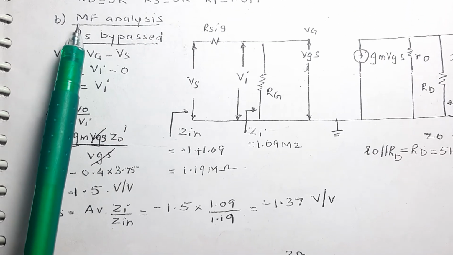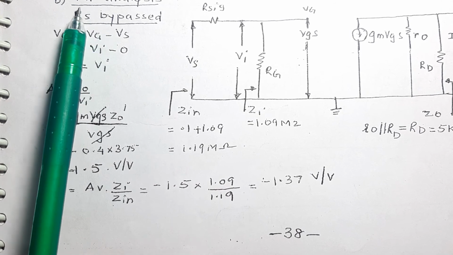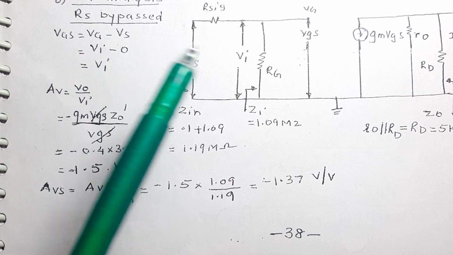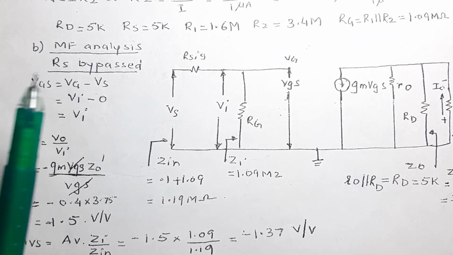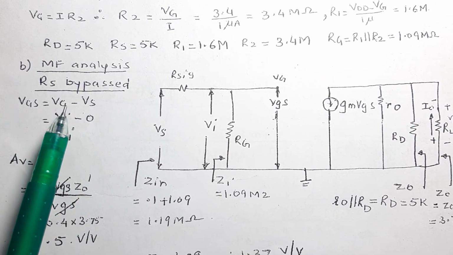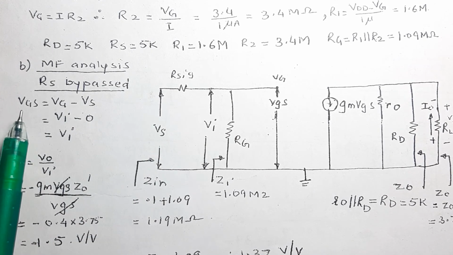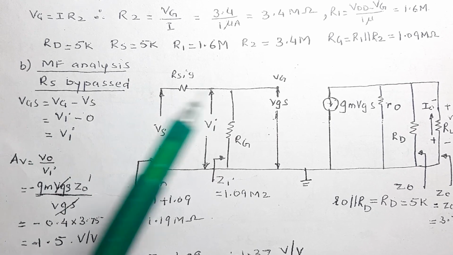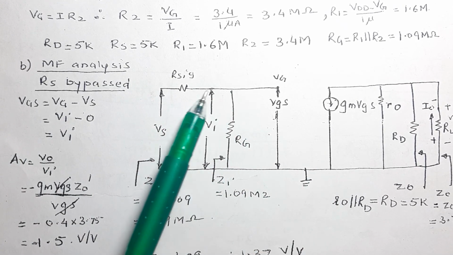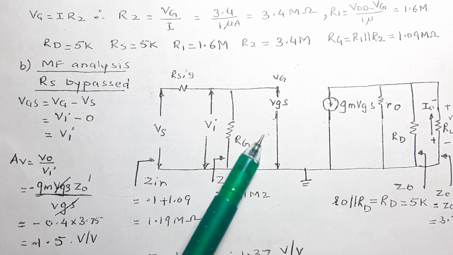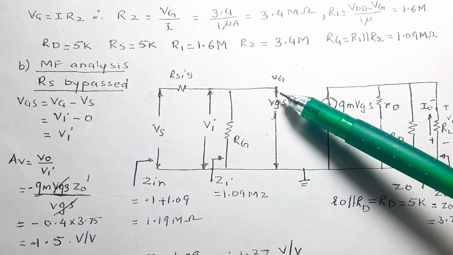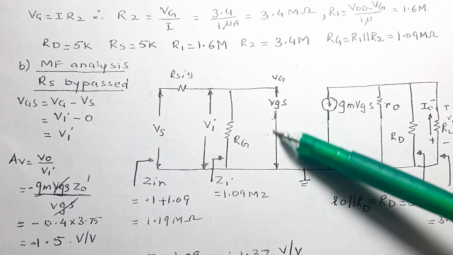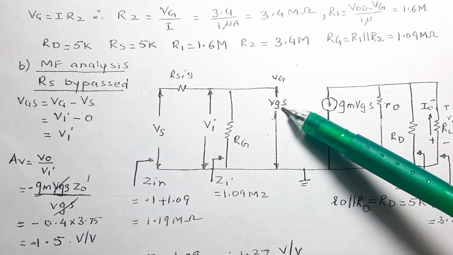So now first of all we need to perform MF mid frequency analysis, wherein your RS is bypassed. So over here your VGS is given as VG minus your Vs, which is equal to Vi minus Vo. If you look carefully, this was the AC analysis diagram which we had done for JFET. Please do remember that we don't have any resistance present over here. It is simply an open circuit. So whenever we see an open circuit, we attack on that circuit.